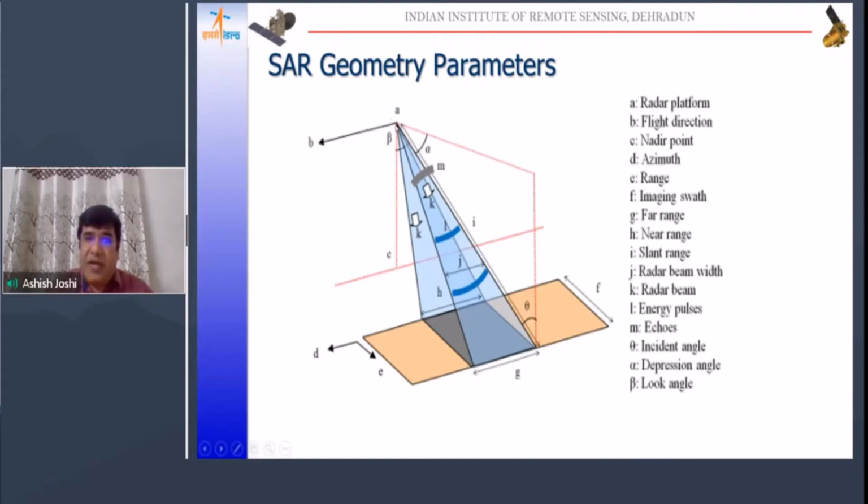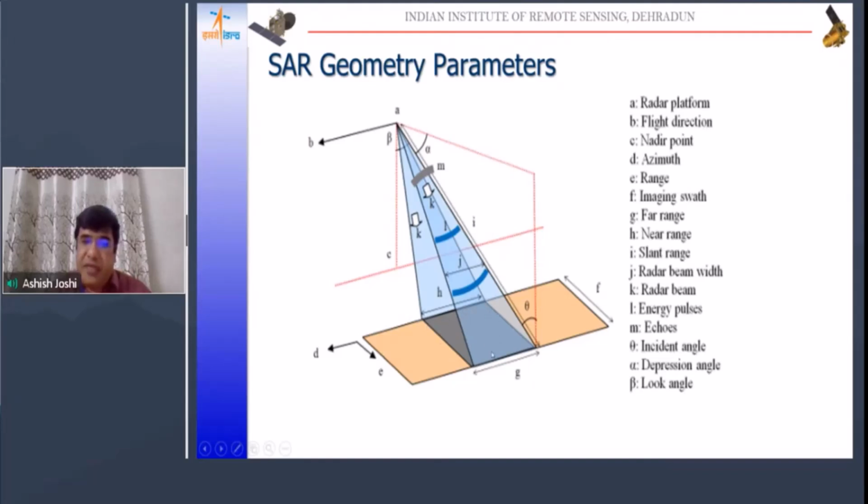If A is the radar platform and B is the flight direction, so in this direction the SAR is moving, and C is the nadir point, which is just perpendicular to the SAR platform. D is the azimuth. This is the direction in which the SAR is moving and the image is being made, so this direction is called the azimuth direction. E is the range and this direction is called the range direction. So this is the radar beam.